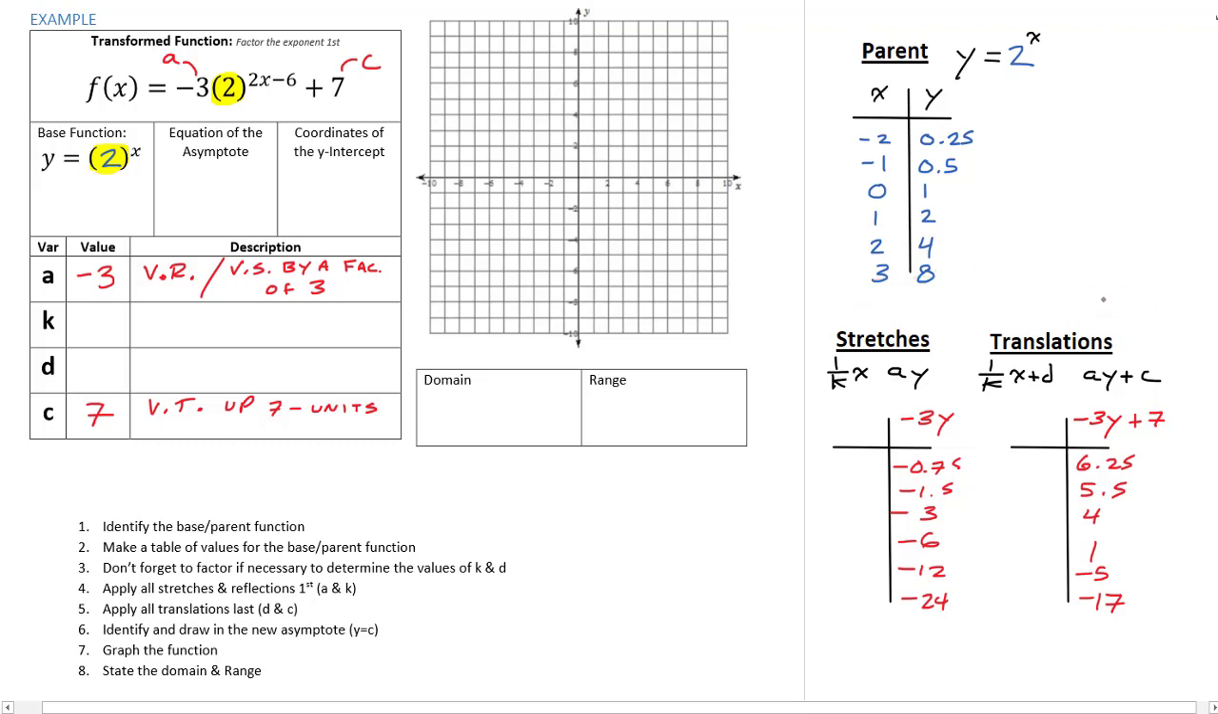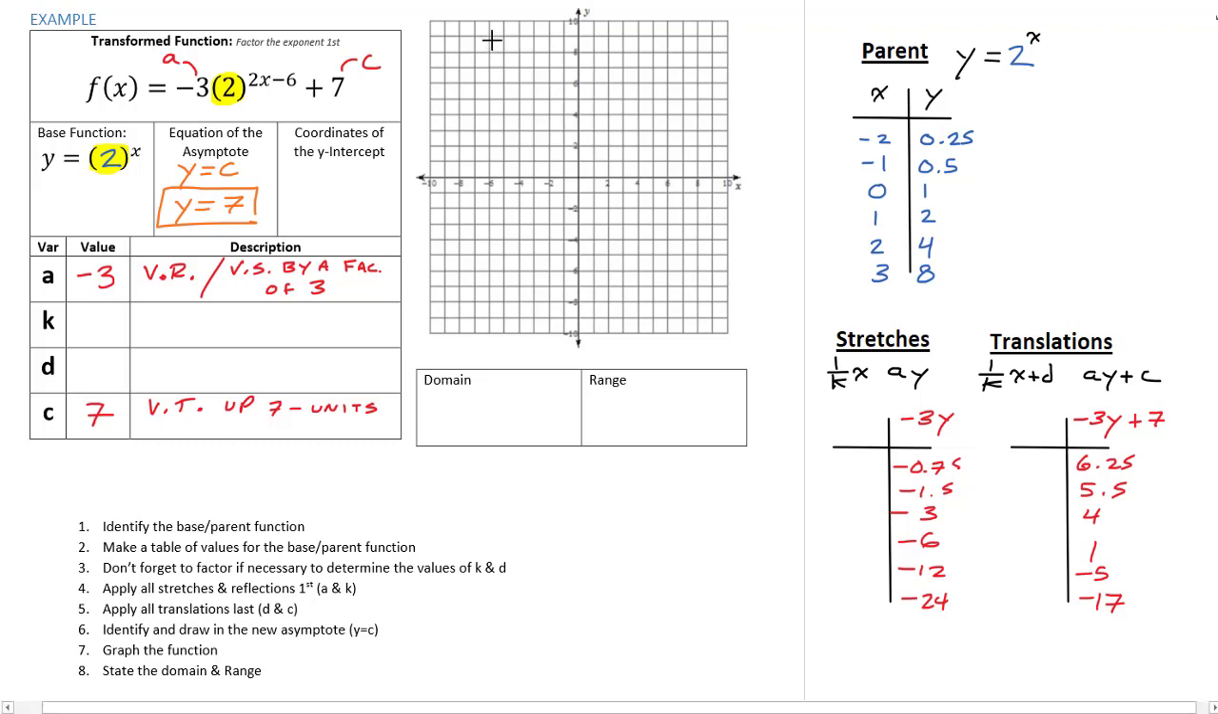All right, so we got those out of the way. What else can we get out of the way right away? Now that we've identified what c is, remember our equation of our asymptote is y equals c. So it's going to be y equals 7. That has to be graphed on the graph. I've got a list here, and it's on your handout, of all the important stuff: identifying the base, making a table of values, doing your stretches. We're kind of jumping around here. Make sure you draw the asymptote, y equals c.